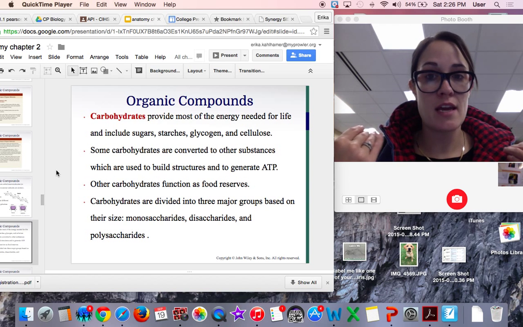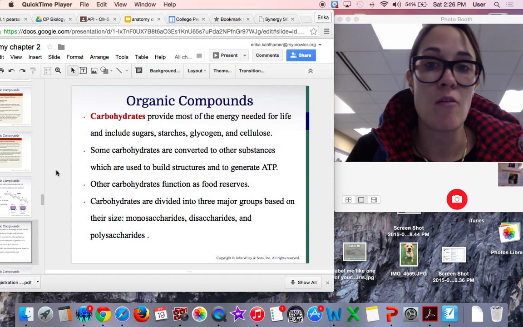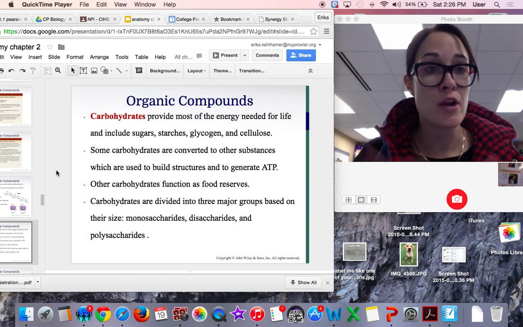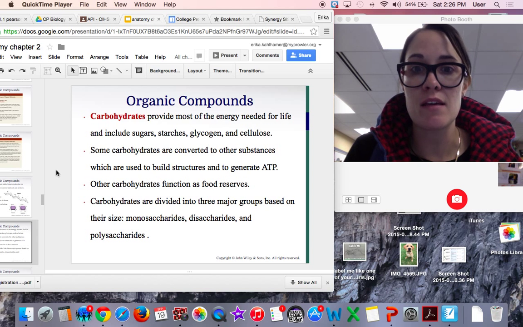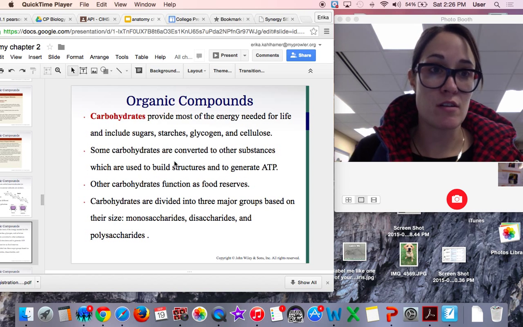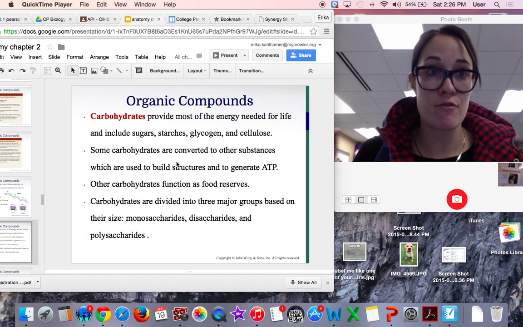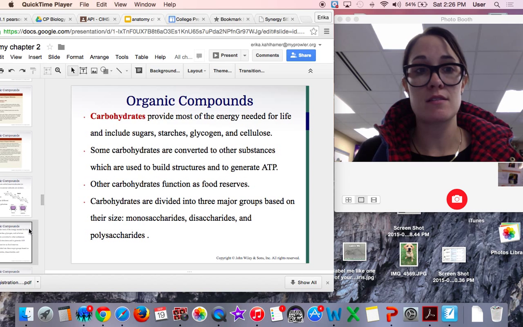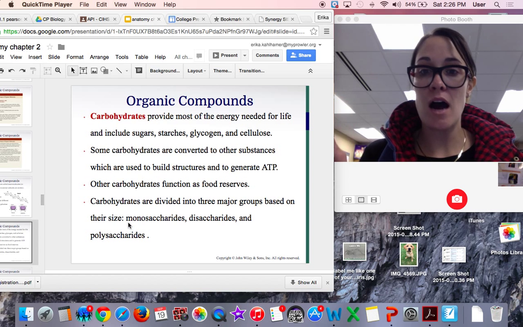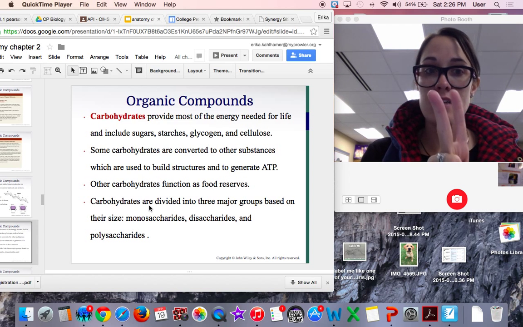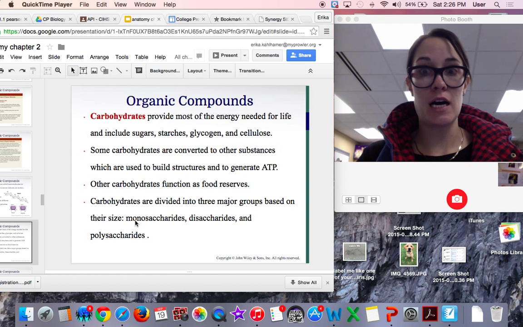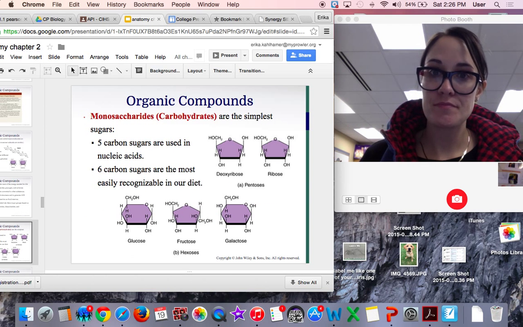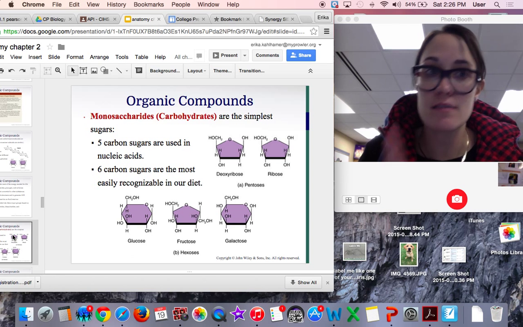Some that you take in are converted into other substances that help build structures in your body or to generate the energy, the ATP. Some carbohydrates are saved in your body for food reserves, and they are divided into three major groups based on their size: monosaccharides, disaccharides, and polysaccharides. So here are the monosaccharides.